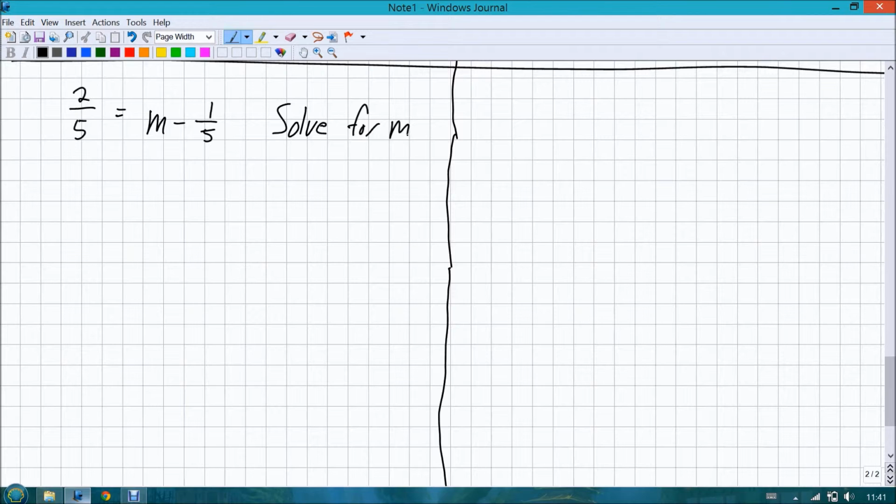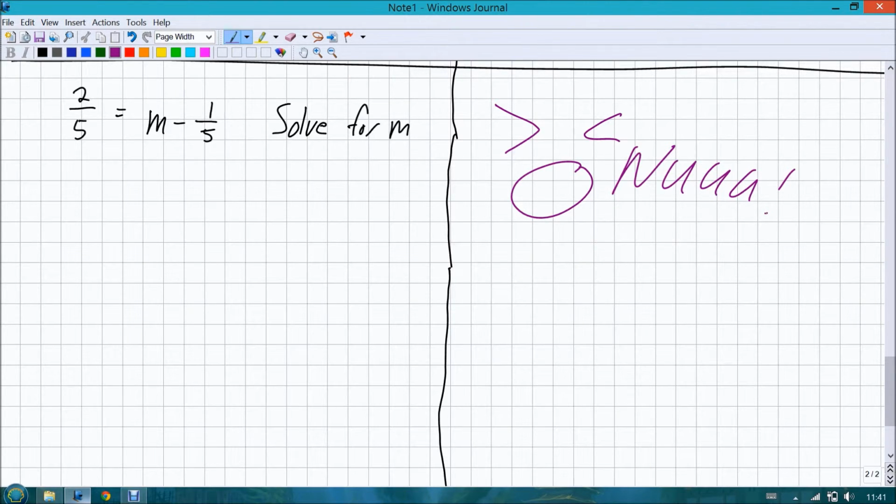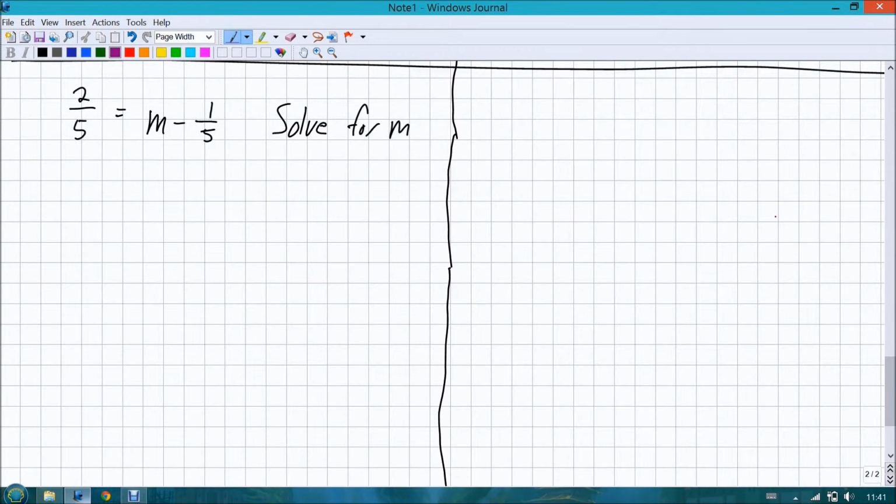Now, I know what you're thinking. Oh my god, fractions. Well, guys, just remember, fractions are friends. They really are friends. Especially fractions with the same denominator. That's right. Both of these fractions have the same denominator, which will make adding, subtracting, multiplying, and dividing them so much easier.